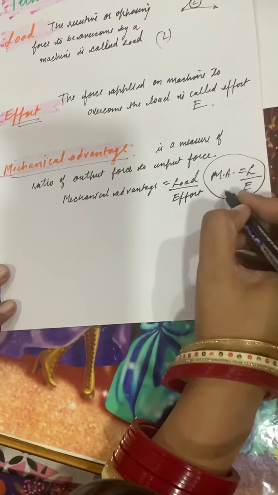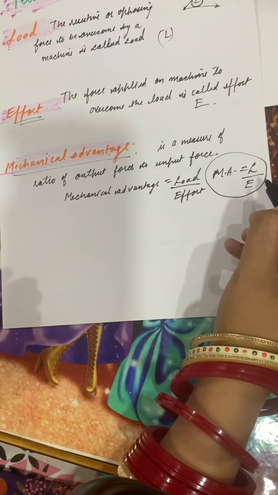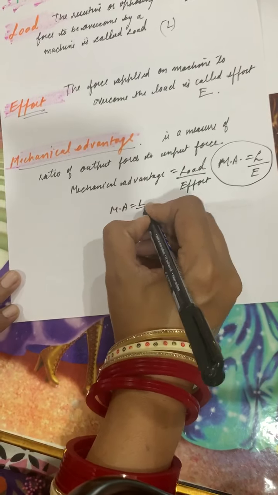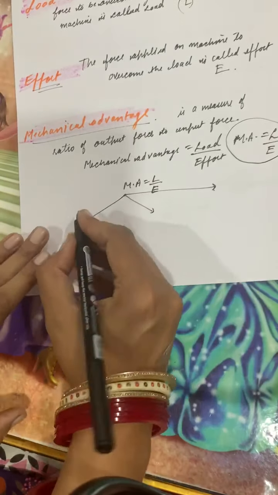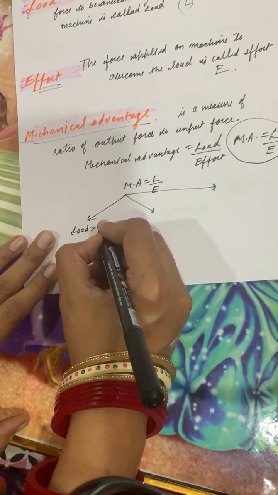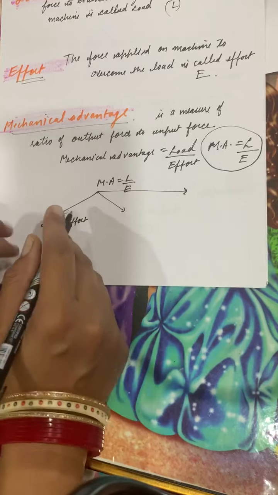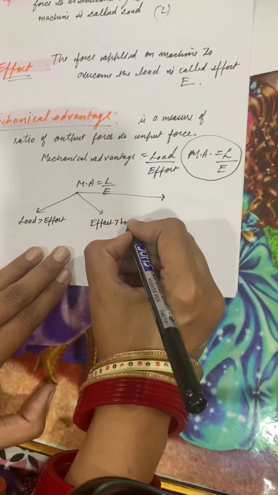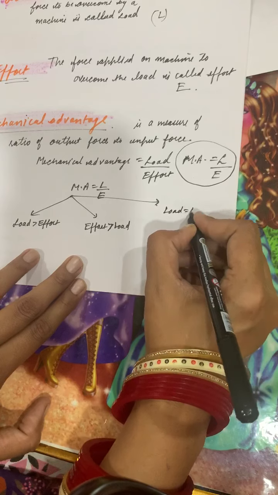See students, further three cases arise here. On the basis of mechanical advantage, we can judge a machine. Three cases are there. The first case is when load is more than the effort. We have to overcome a large force, but the effort applied is lesser. The second possibility is that effort is more than the load. Or there is a possibility that load is equal to the effort.